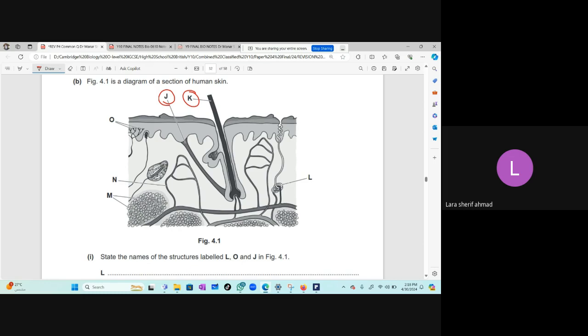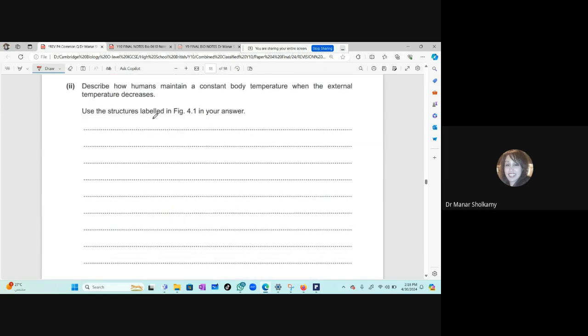Erector muscle, very good. What is O? Nerve endings, receptors. Very good. What's N? Capillaries. Excellent. What is M? In case they ask you, F. Fat. Yes, fats in the subcutaneous layer. Good. What is L? Sweat glands. Yes, perfect. Okay, we labeled everything.